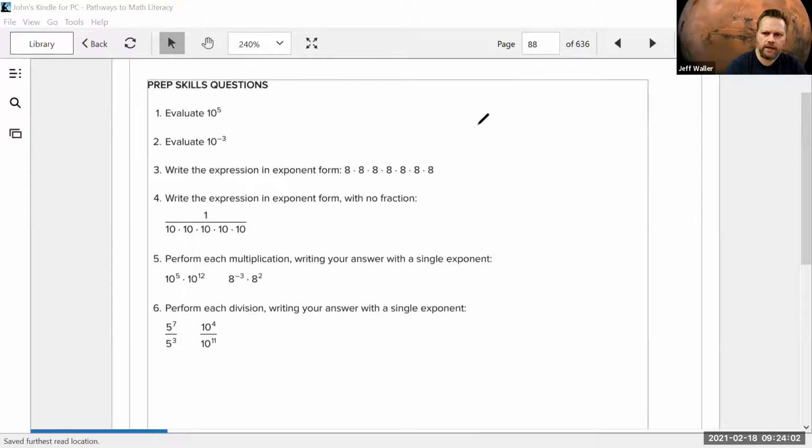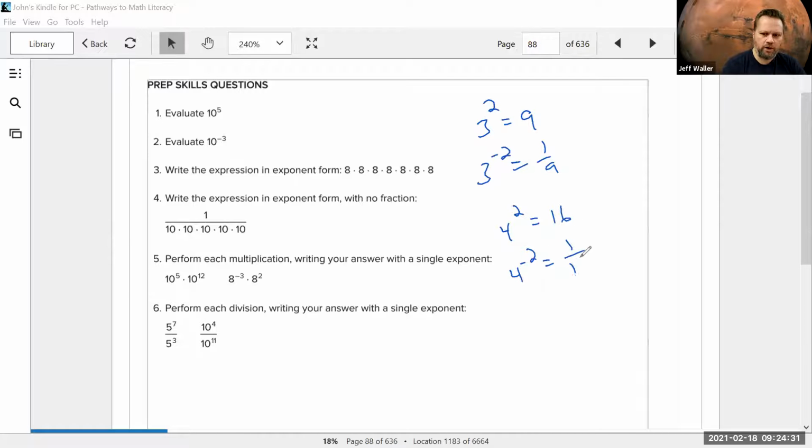What's 3 squared? Three squared. 3 times 3, 9. Yes. So 3 to the -2 is 1 over 9. What's 4 squared? 16. So then 4 to the -2 is 1 over 16. You understand, all a negative power says is take whatever it would normally be, flip it.